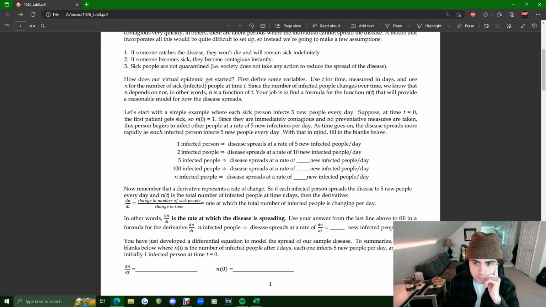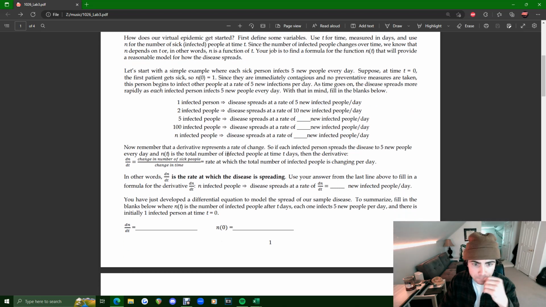It spreads rapidly as each infected person infects 5 new people every day. With that in mind, fill in the blanks below. If there's 1 infected person, they will infect 5 new people a day. If there's 2, they're going to infect 10 people a day. So it's always the number of infected people times 5. 2 times 5 is 10. 5 times 5 would be 25. 100 times 5 is 500. N times 5 is 5N.